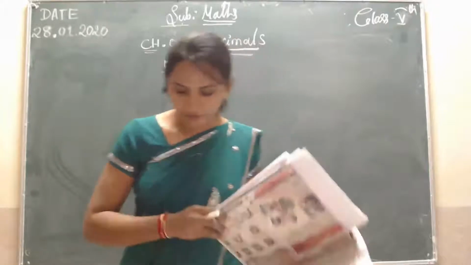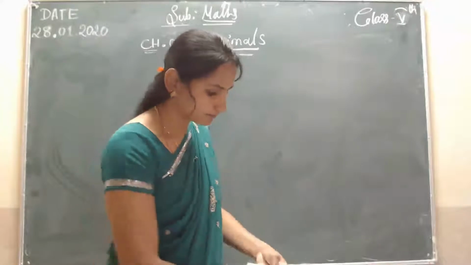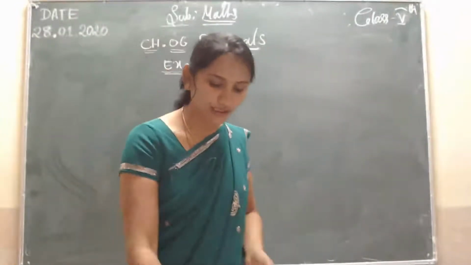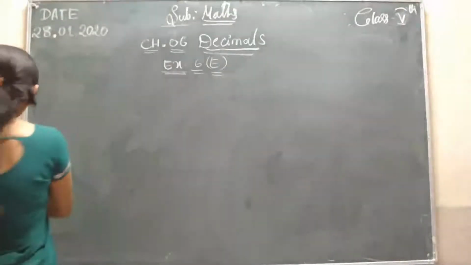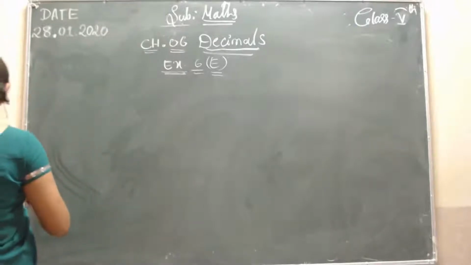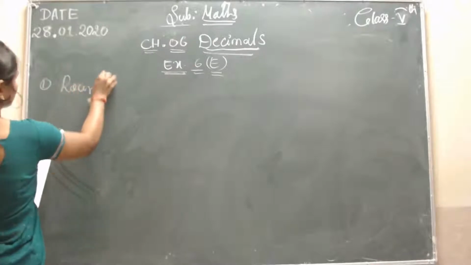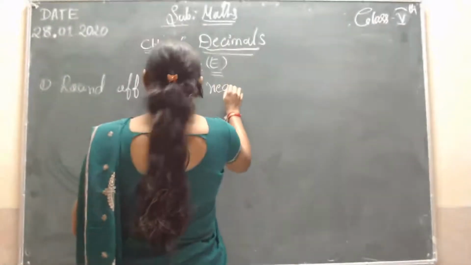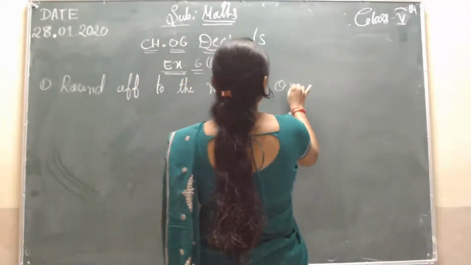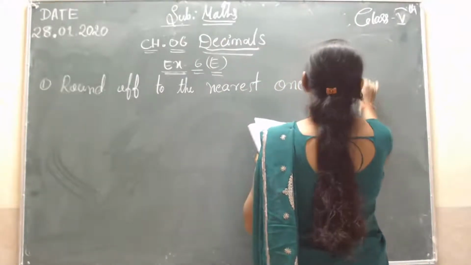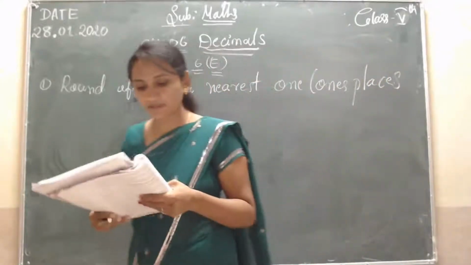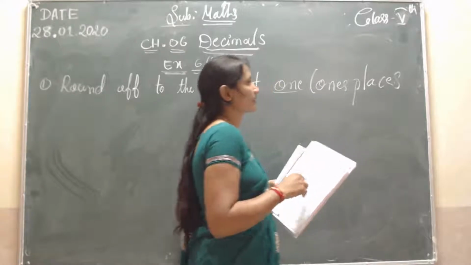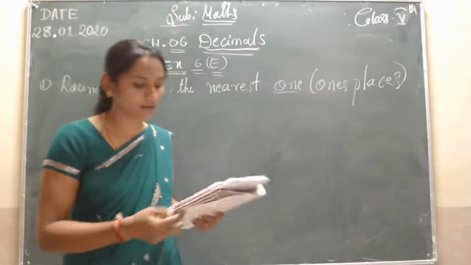Okay, today we will start exercise 6e, round off to the nearest 1. Students, can you see exercise 6e? Round off to the nearest 1 means the ones place. So you have to consider the ones place.